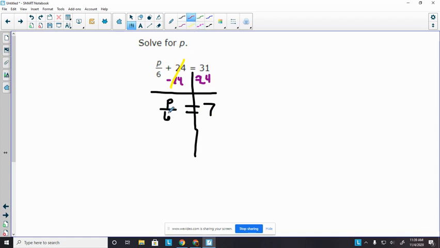Now, the next step is to take care of the divide by 6. The way we do that is we multiply by 6. So we're going to multiply by 6, like so. This is one way to show it. You could use the dot to show that you're multiplying. But 6 divided by 6 is 1. 1p is just p, so that cancels. And now we have p is equal to, that makes 42 when you multiply 7 times 6.